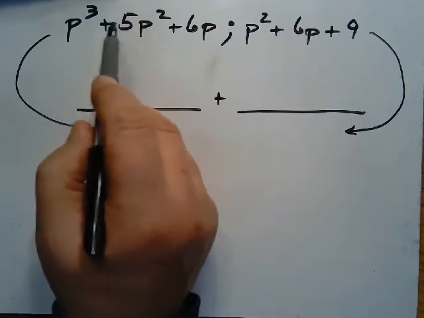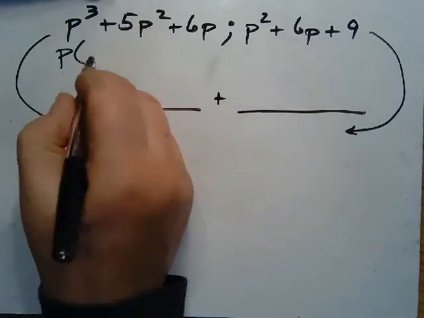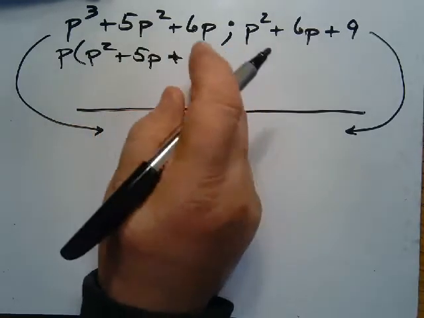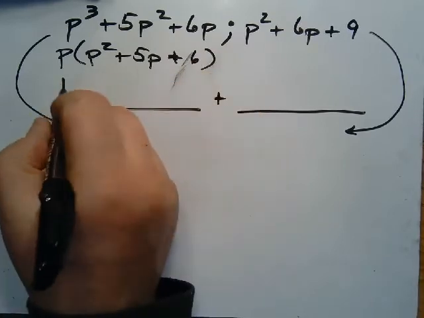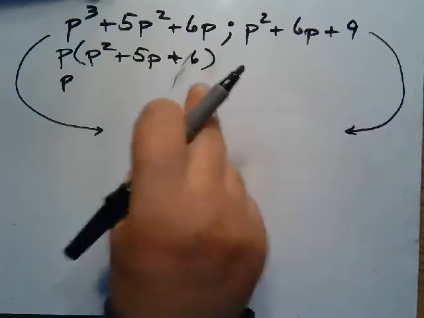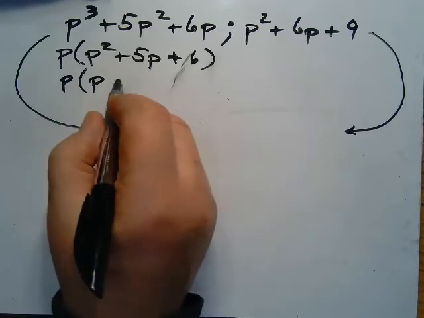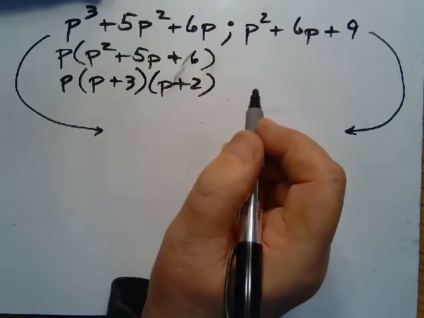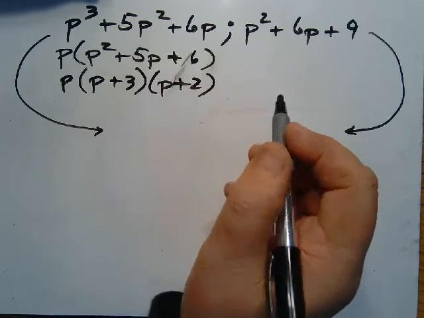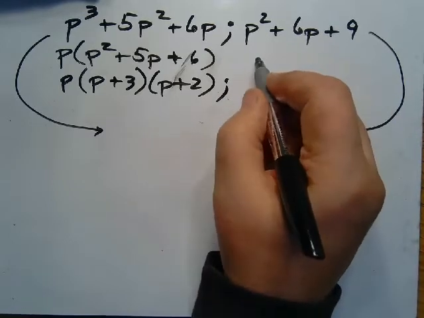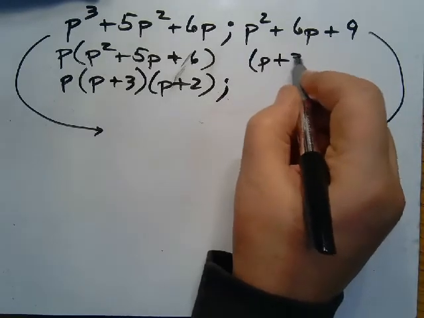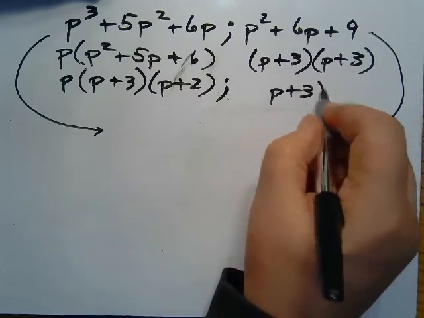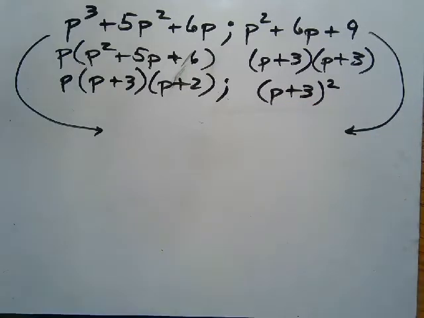Well, maybe this thing factors. Yeah, in fact, it does. I can take a p out, and I'm left with p squared plus 5p plus 6. And it looks like that even factors further. This is p plus 3 and p plus 2, right? Yeah. And this over here does factor as well. This is p plus 3 times p plus 3. Oh, I can write that as p plus 3 squared, and I'm doing so to get a higher power.